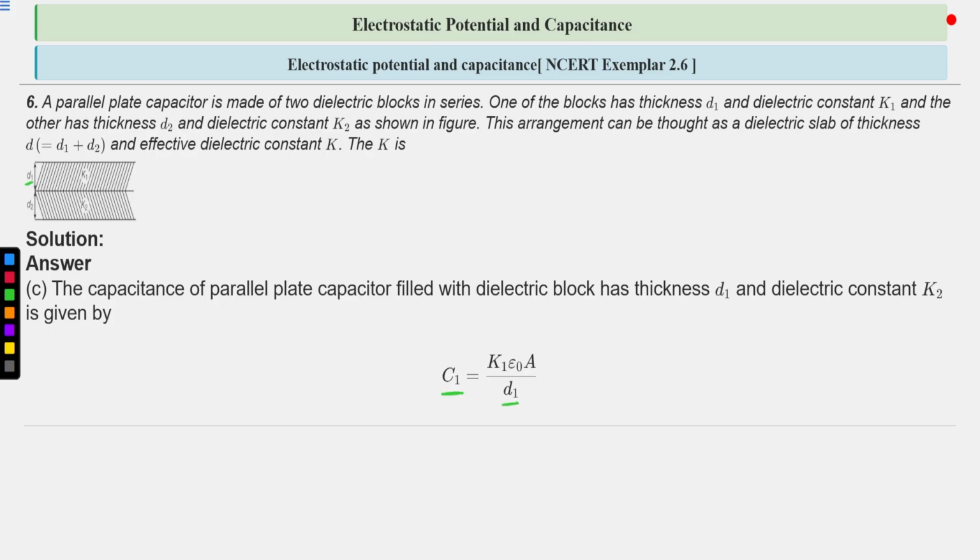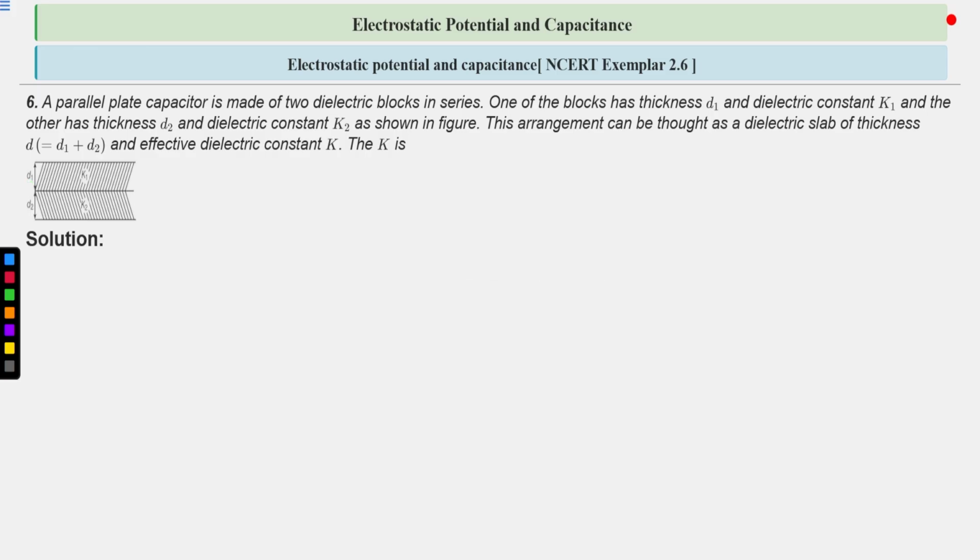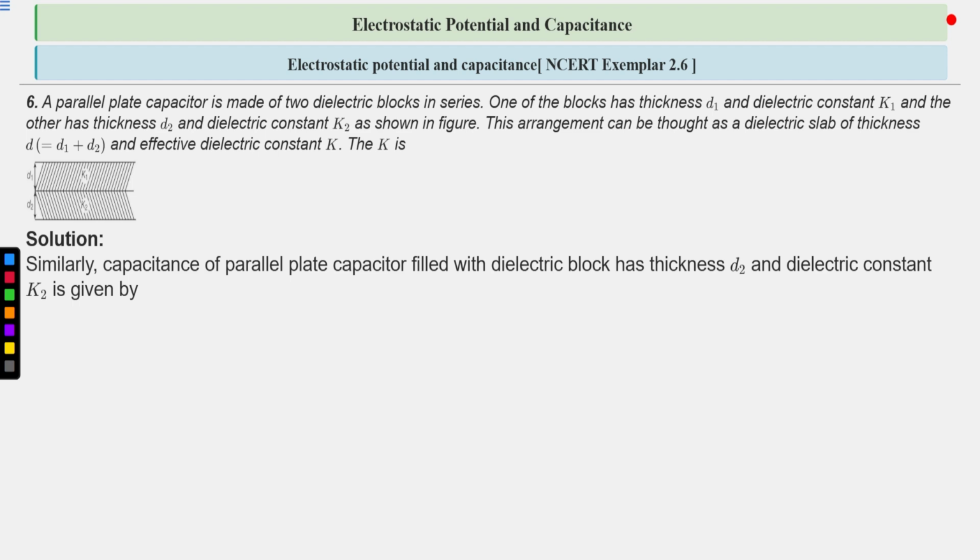Now the capacitance for this capacitor having D2 separation. Similarly, the capacitance of a parallel plate capacitor filled with a dielectric block of thickness D2 and dielectric constant K2 is given by C2 equal to K2 epsilon naught A upon D2. So this is the capacitance of this second capacitor.